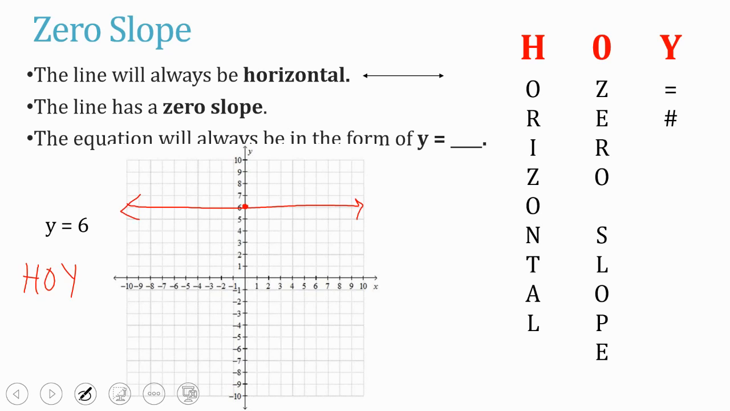Now the reason why it's a horizontal line is because every point on this line, so this point, this point, this point, this point, all of these points, the y value is equal to 6. So that's why it represents this line, y equals 6. Every point on this line has a y value of 6. And a zero slope, it doesn't go up or down, it just goes straight across. So y equals a number has a zero slope and it's a horizontal line.